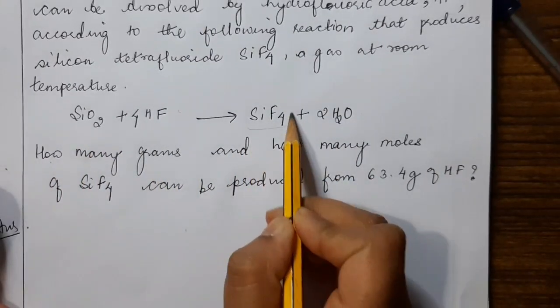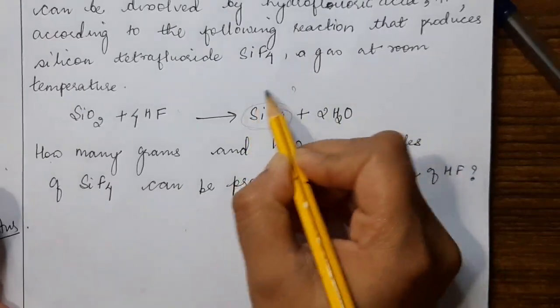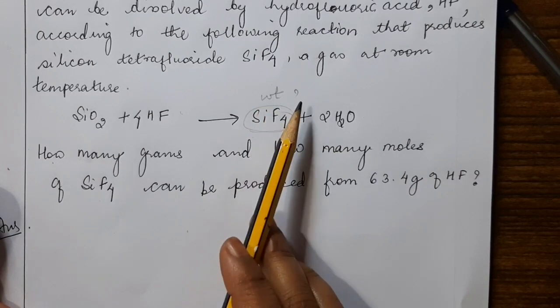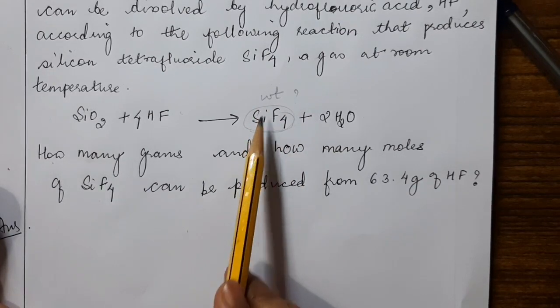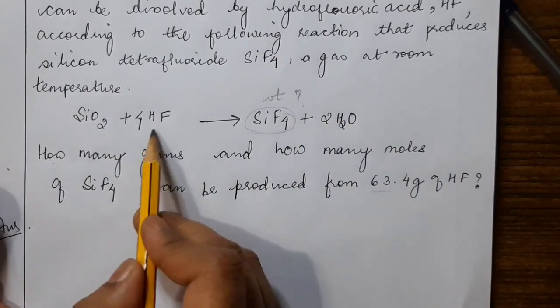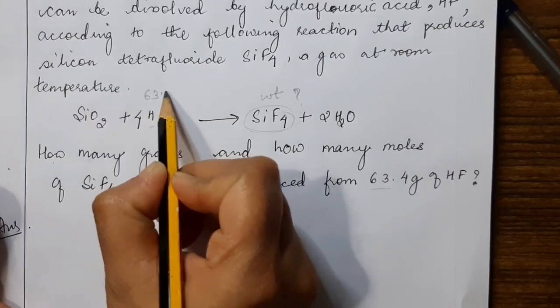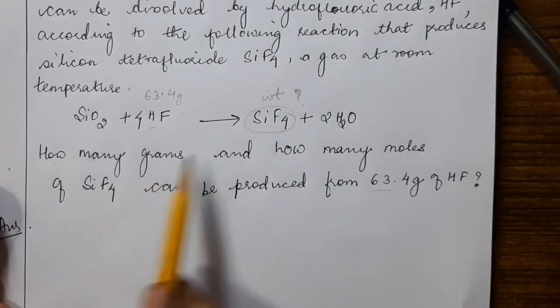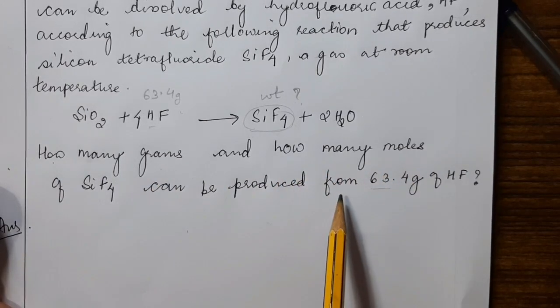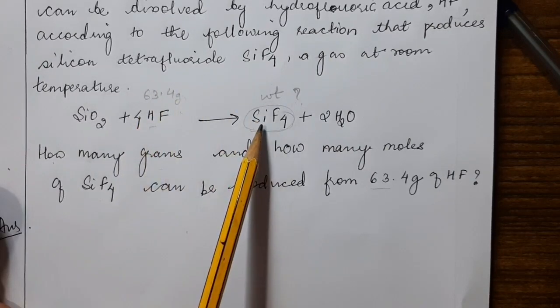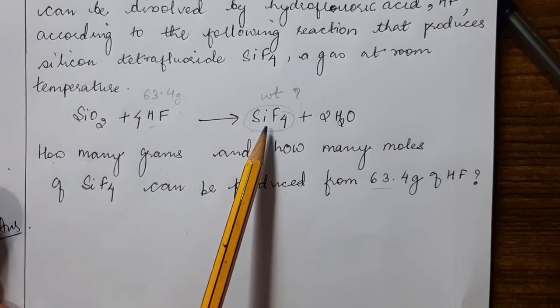You're asked to find how many grams of SiF4, and grams means weight or mass. Weight or mass is the same in chemistry, I told you, no? So you have to find the mass of SiF4, and what you are given is the mass of HF, which is 63.4 grams. You have to find the mass in the first case, then later find the moles. So you are given the mass of one component, HF, and you have to find the mass of the other component. Now have a look at how you're going to solve it.